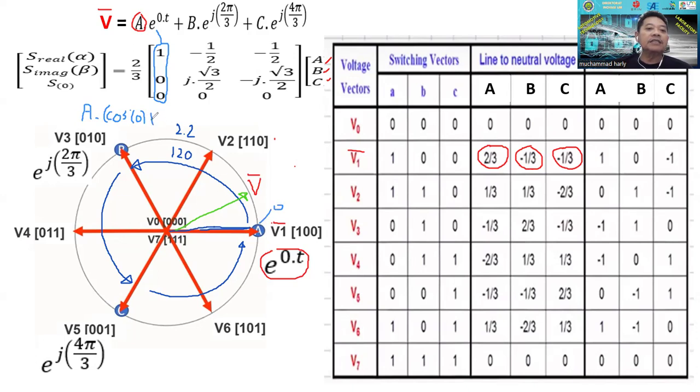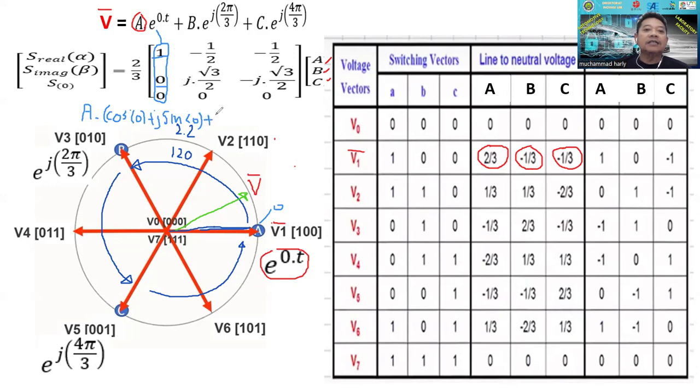Plus j sin 0. Okay, right? And then it equals cos 0 is 1, and sin 0 is 0 here. Okay, right.